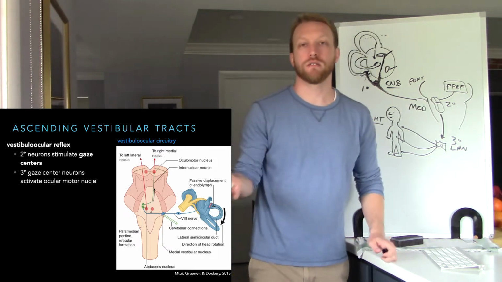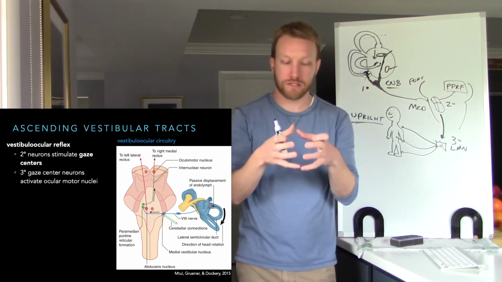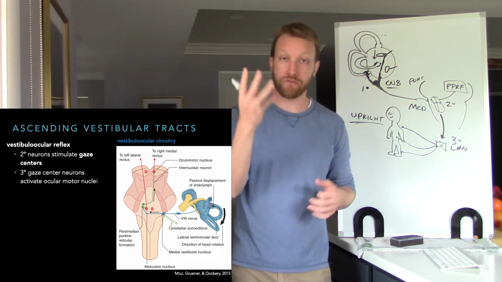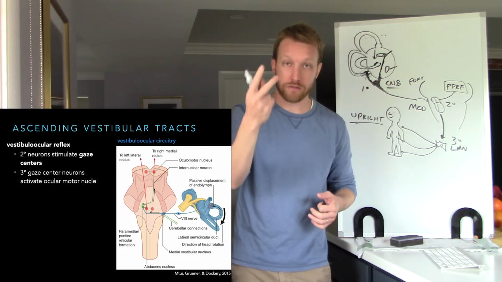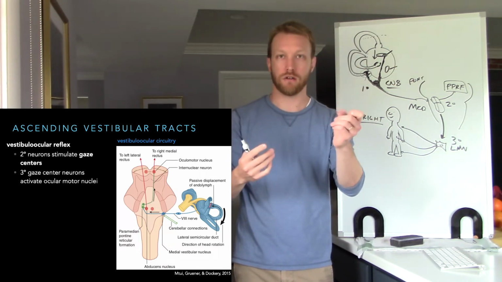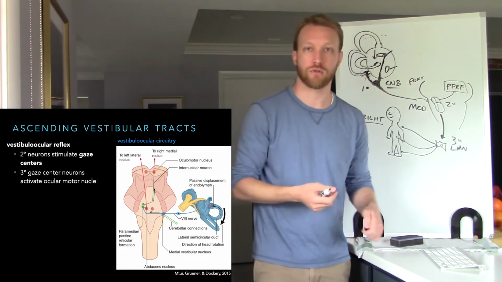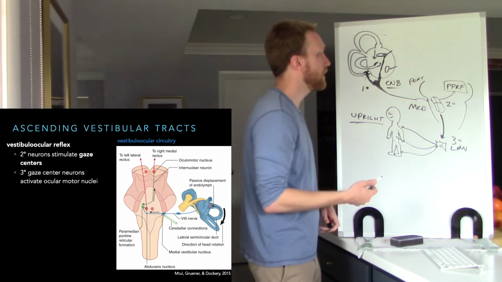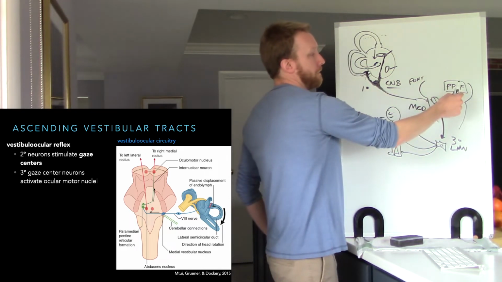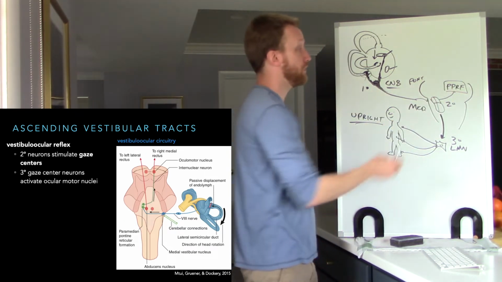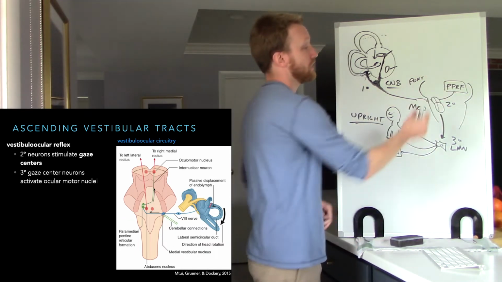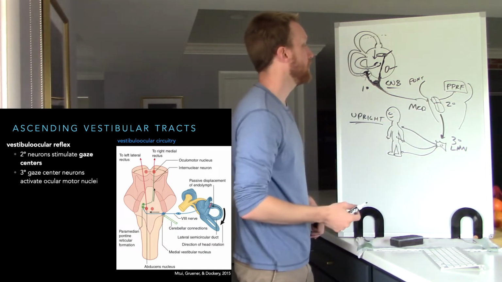A gaze center is exactly what it sounds like. It's a little center that has to do with our gaze. Where are we looking? And so we have 4 of these. There's an up, down, left, and right gaze center, just like the direction buttons on a controller for a video game. So we have up, down, left, and right. This would be our right gaze center, the paramedian pontine reticular formation on the right side. There's a left one, that's for left gaze.